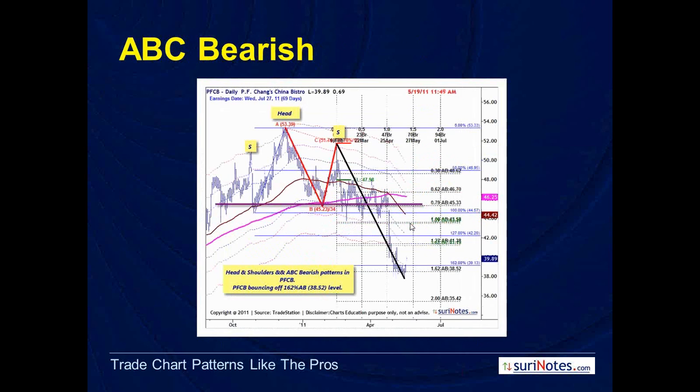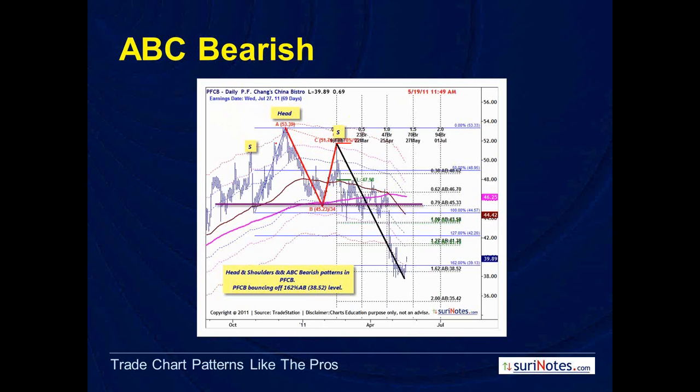Now let's look at how the ABC bearish pattern looks. This is the ABC bearish pattern, in a stock called PF Chang's Bistro. This stock now doesn't exist. I think about 3-4 months ago, a hedge fund company took over this restaurant, which is a very popular restaurant in the U.S.